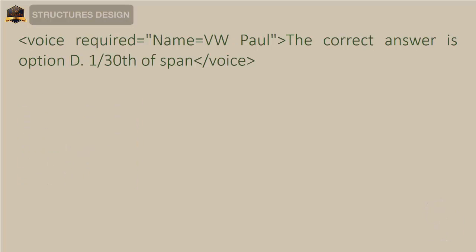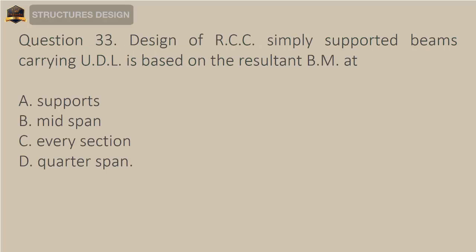Question 33. Design of RCC simply supported beams carrying UDL is based on the resultant BM at A, supports, B, mid-span, C, every section, D, quarter span. The correct answer is option B, mid-span.